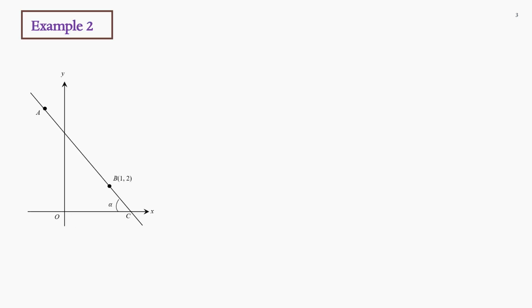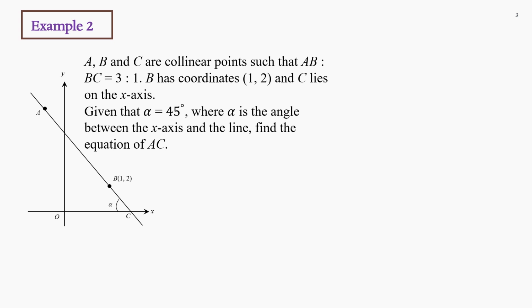Let's look at another example on how we can actually make use of this concept m equals to tangent theta. So the questions can be phrased in this way, such that using the same diagram, using the same concepts as what we've done earlier, but in this case here, we're not given tangent theta equals to -2. It is not so direct now. We're given the angle alpha, and alpha is 45 degrees, and angle alpha is between the x-axis and the line. So we are asked to find the equations of AC.